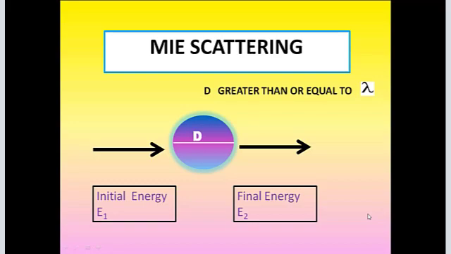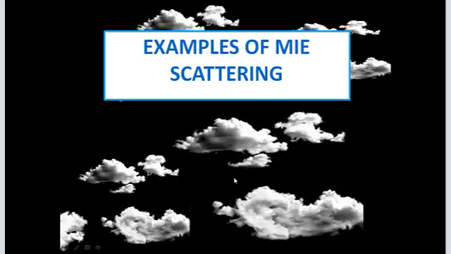What is Mie scattering? In Mie scattering, you consider the initial ray contains one particular wavelength, lambda, and d is the diameter of the particle. If the diameter is greater than or equal to the wavelength of the incident ray, then Mie scattering occurs. Now, I hope you understand the concept. The wavelength of the incident ray is lambda, which should be smaller, and d should be greater or equal.